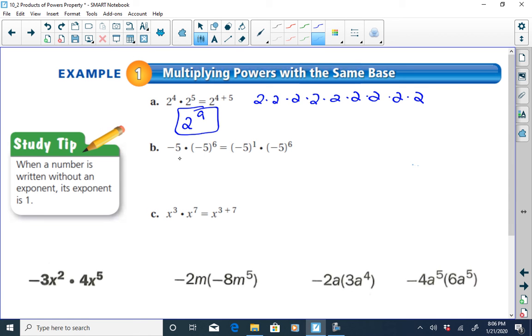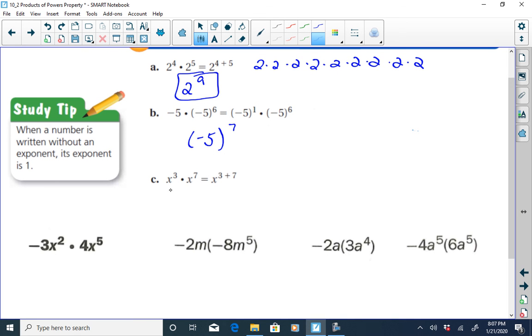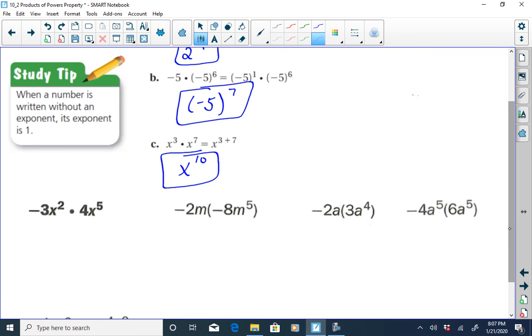So if we look at our next example, we're multiplying negative 5 times negative 5 to the sixth power. That negative 5 is negative 5 to the first power. Notice that the base is the same, right? The base is negative 5, so we add the exponents. So we make sure we keep that base the same, negative 5. But the exponent's going to be a 7 here. All right? And if we take a look at our next example, we're multiplying powers with the same base. We add their exponents. That's going to be x to the 10th power. All right? So very simply, that first rule we're going to be playing with, when we multiply powers with the same base, we're going to add their exponents.